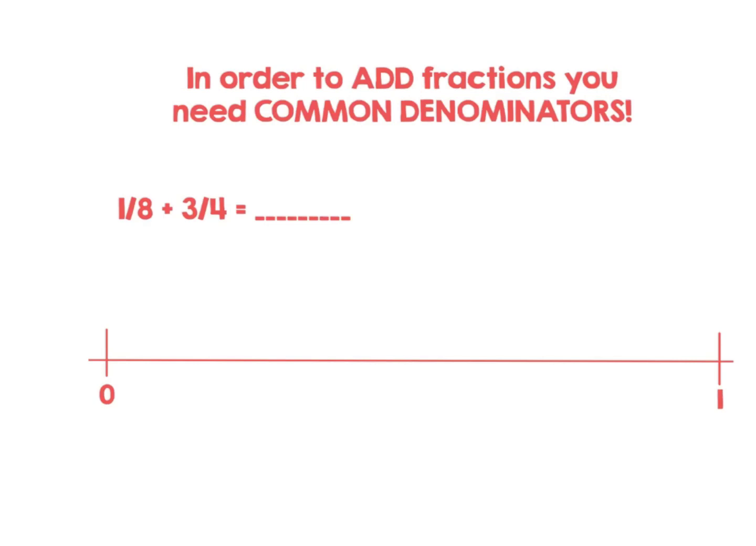Okay, so now I'm going to add these fractions. I see that I have 1/8 plus 3/4. I don't have common denominators yet because my numbers in the bottom of my fractions are different, but I know that I can make common denominators. So let's just see. The first thing I need to represent is that I'm starting with 1/8. So let's break this number line into eighths.